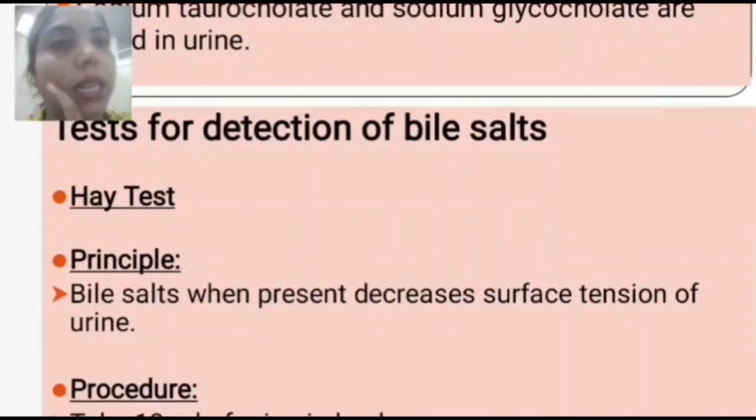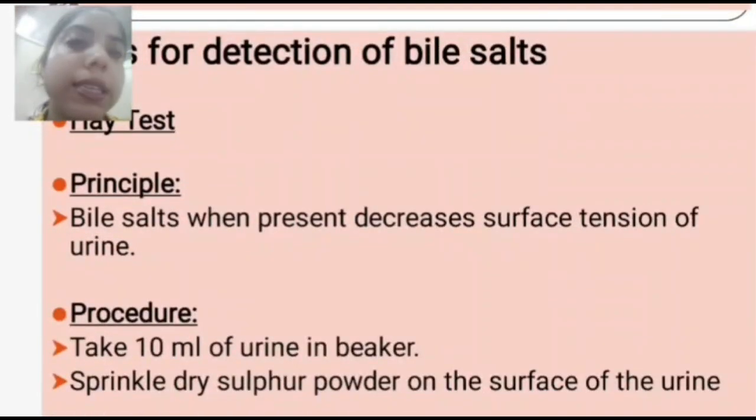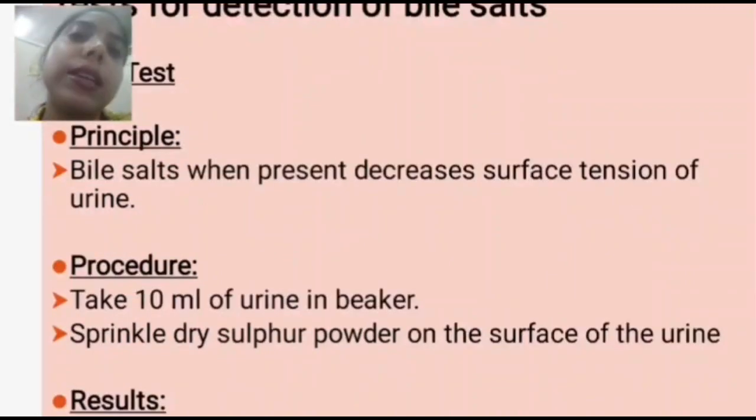There is a test for detection of bile salts, that is the Hay's test. This is a standard method for the detection of bile salts. So let us see what the principle for the Hay's test is. Bile salts, when present, will decrease the surface tension of the urine. If there are bile salts present in the urine sample, they will decrease the surface tension of the urine. But if there is an absence of bile salts, they will not decrease the surface tension of the urine.